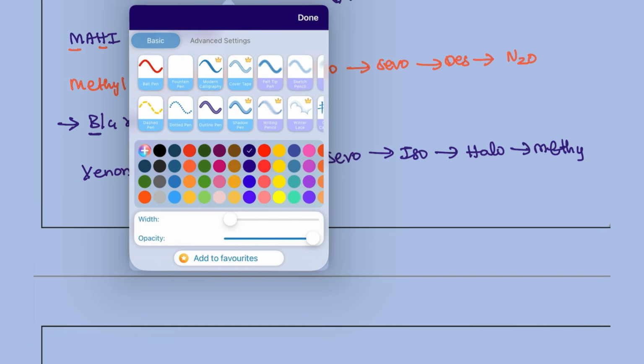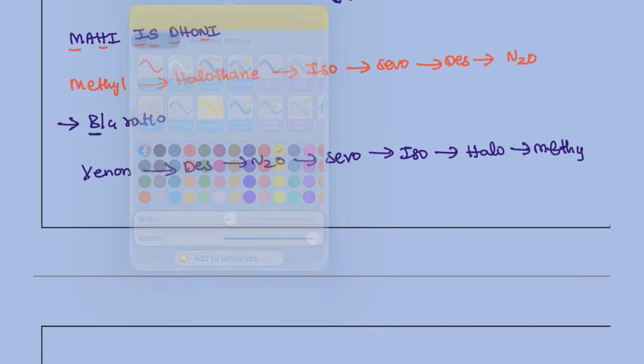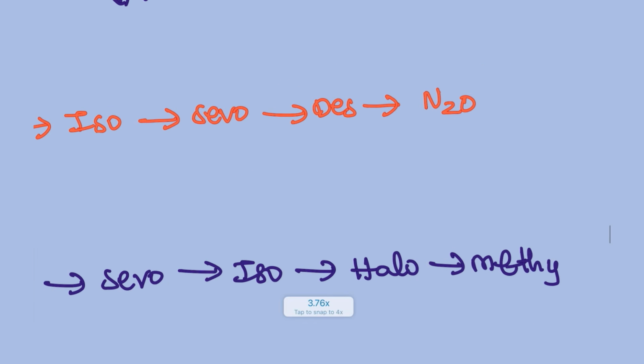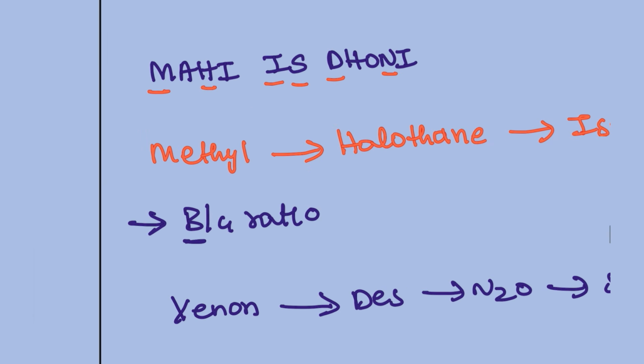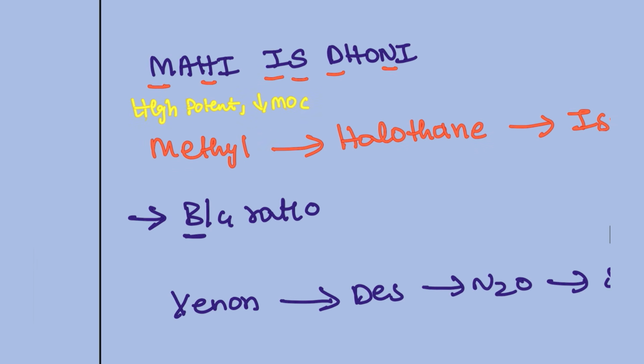You have to remember that whichever has the maximum MAC is less potent. And on this side, it is highly potent but has less MAC, which is seen in methoxyflurane.